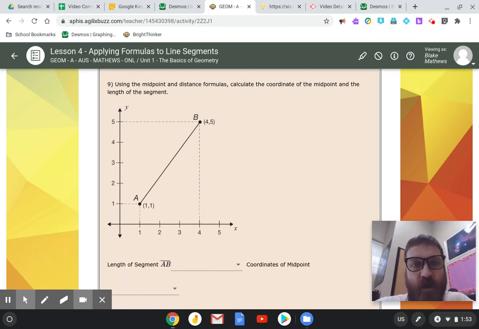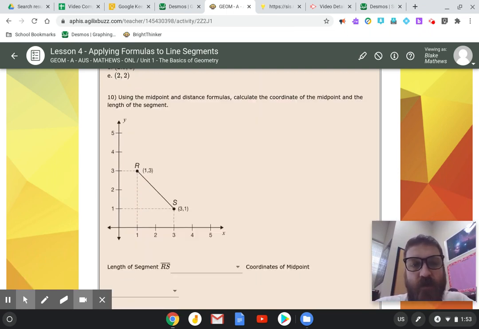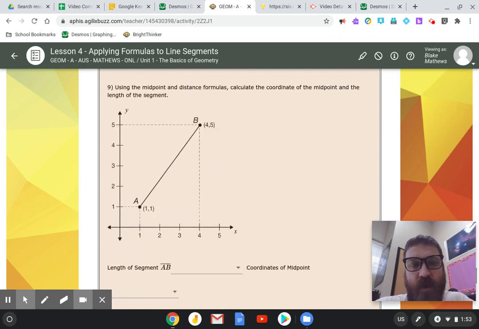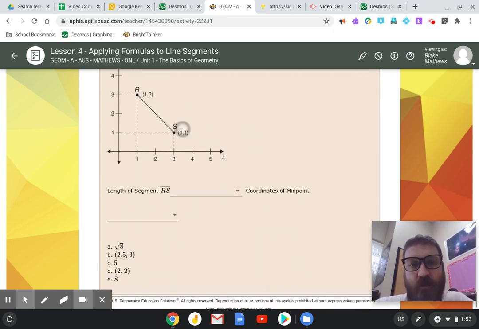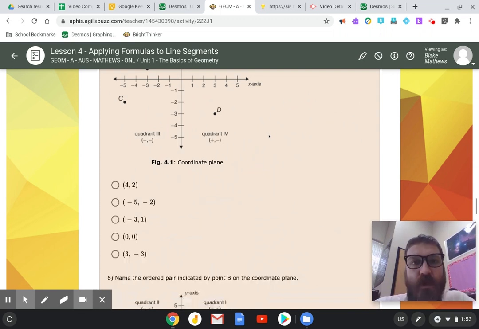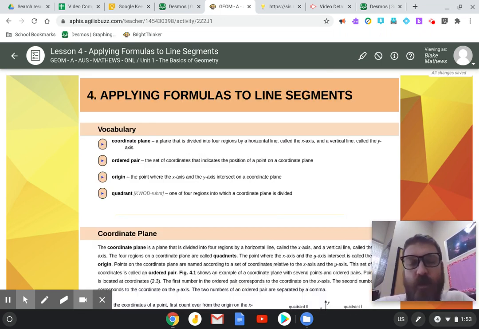You have 2 examples there, or 2 problems you have to do. You have line segment AB, line segment RS. You have the points written out for you, and then you're going to find the length and the coordinates of the midpoint. Formulas are in the notes for you. Make sure you follow along with my examples.